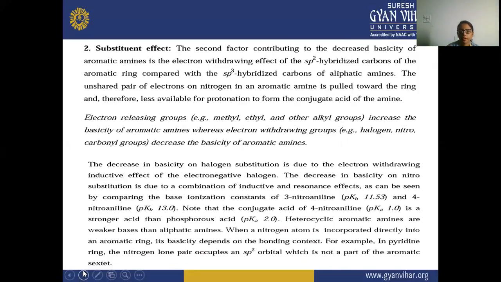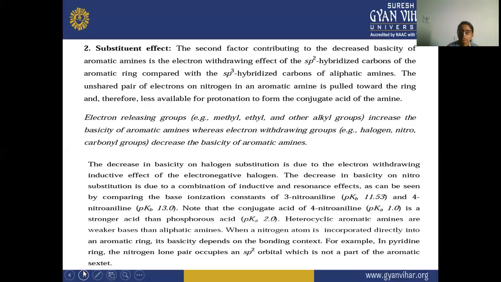Next is the substituent effect. The second factor contributing to the decreased basicity of aromatic amines is the electron withdrawing effect of the sp2 hybridized carbons of the aromatic ring compared with the sp3 hybridized carbon of aliphatic amines.